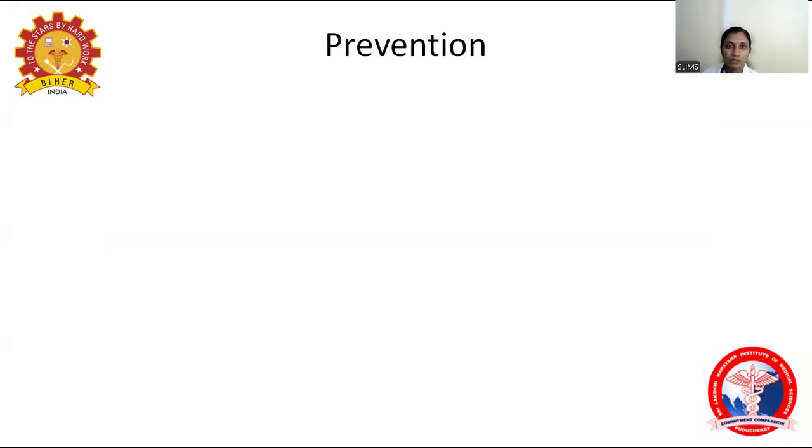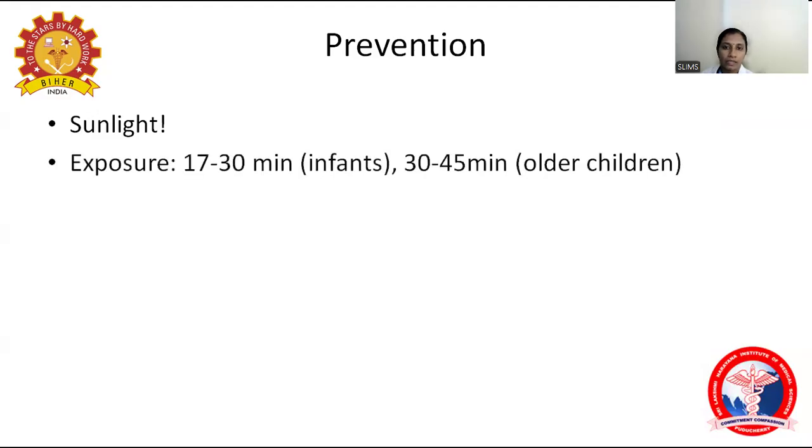Amongst all this, which is the best option? Prevention. Of course, if they come, you should treat, but prevention is something we should keep on telling. So when you go meet school children, please tell them the importance of sunlight. Please emphasize to parents the importance of sunlight and recommended exposure as per the Indian Academy of Pediatrics.